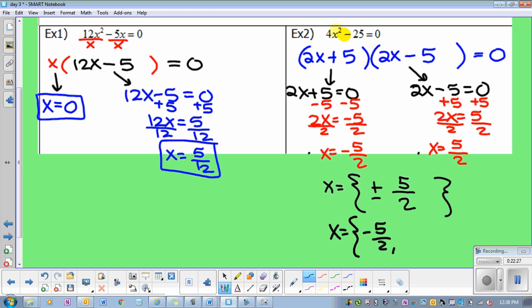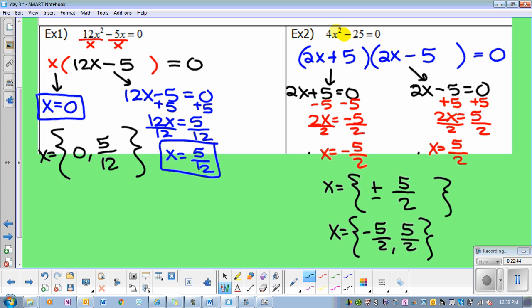Negative 5 halves, comma, 5 halves. All you're doing is just putting it in a solution set. The curly braces, 0, comma, 5 twelfths. All right?